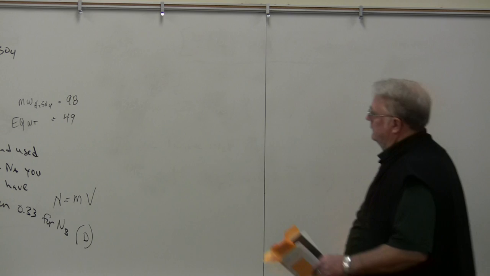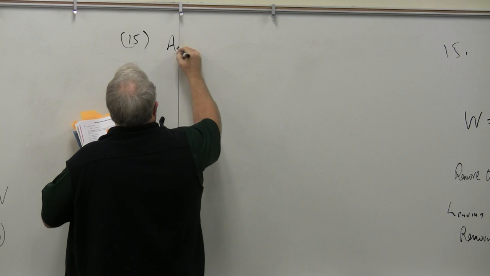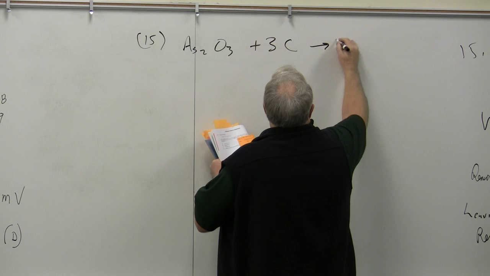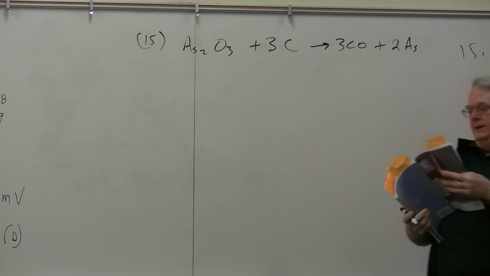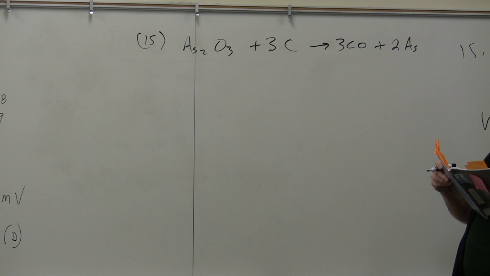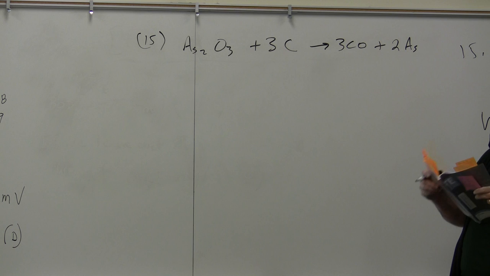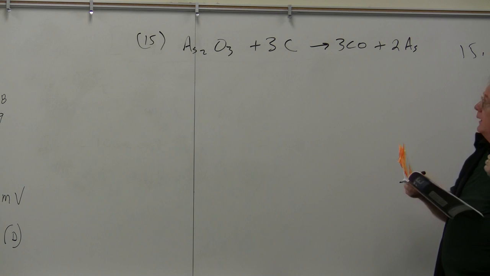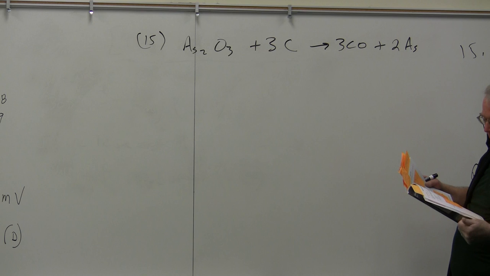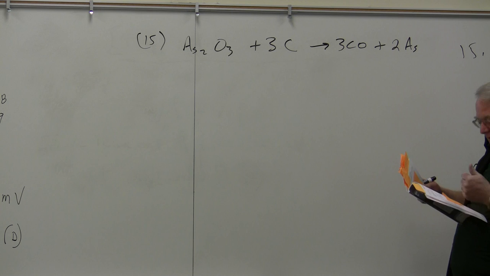Okay, problem number 15 gives you an equation, As2O3 plus 3C gives you 3CO plus 2As. And it says, according to the equation above, the reaction of one standard gram mole of As2O3 with carbon will result in the formation of, okay? Then they give you choices: A, 1 gram mole of As; B, 28 grams of CO; C, 150 grams of As; and D, a greater amount by weight of CO than of As.